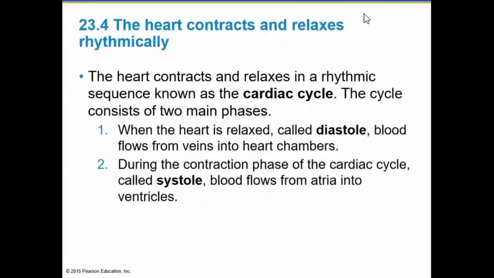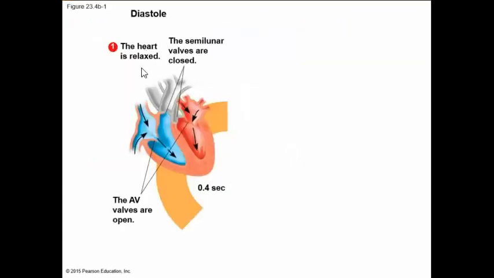Now, a heartbeat consists of a contraction and relaxation sequence. We call this the cardiac cycle. The cycle has 2 main phases. When the heart is relaxed, that's called diastole. During diastole, blood flows into heart chambers. During the contraction phase, called systole, the blood flows from the atria into ventricles, and then from ventricles outside of the heart. Alright, in diastole, the heart is relaxed. The AV valves are open, semilunar valves are closed.